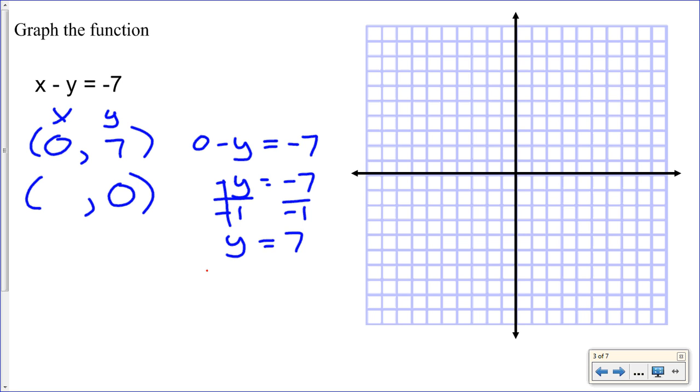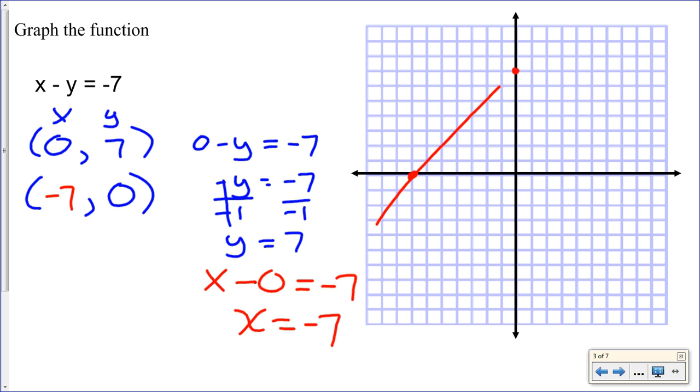Then if I put a 0 in for y, I end up with x equals negative 7. Since there's no negative in front of that, I don't have to do anything with that. So I have negative 7. So I can come over to my graph, and for my first point, x is 0, y is 7. So 1, 2, 3, 4, 5, 6, 7. And then I have negative 7, 1, 2, 3, 4, 5, 6, negative 7, 0. And there is my line.